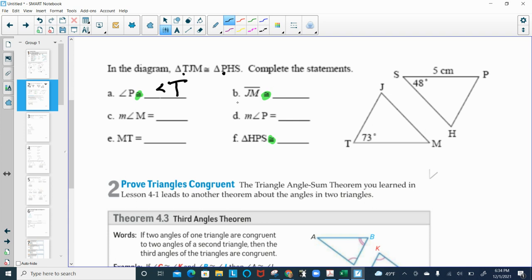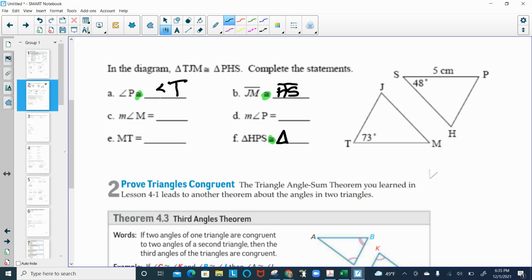Looking at letter B, JM is the second and third letter. So H to S is JM's congruent partner. Now, if we do problem F, this is a little challenging because we haven't really written a congruent statement before. But you have to include the triangle symbol, which is kind of obvious. And then we just do this letter by letter.